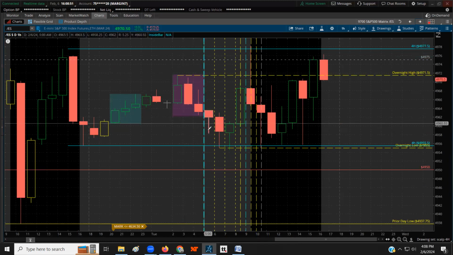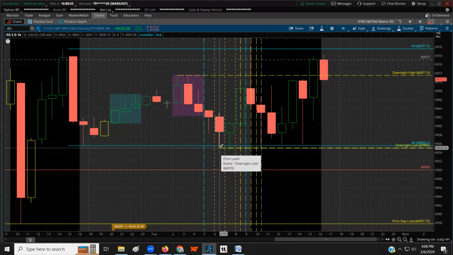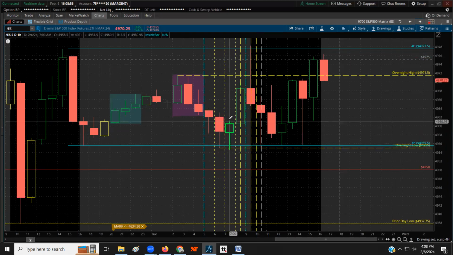And then the overnight low happened to be here. But then when I got to the trading desk, that 7 o'clock one took it out.